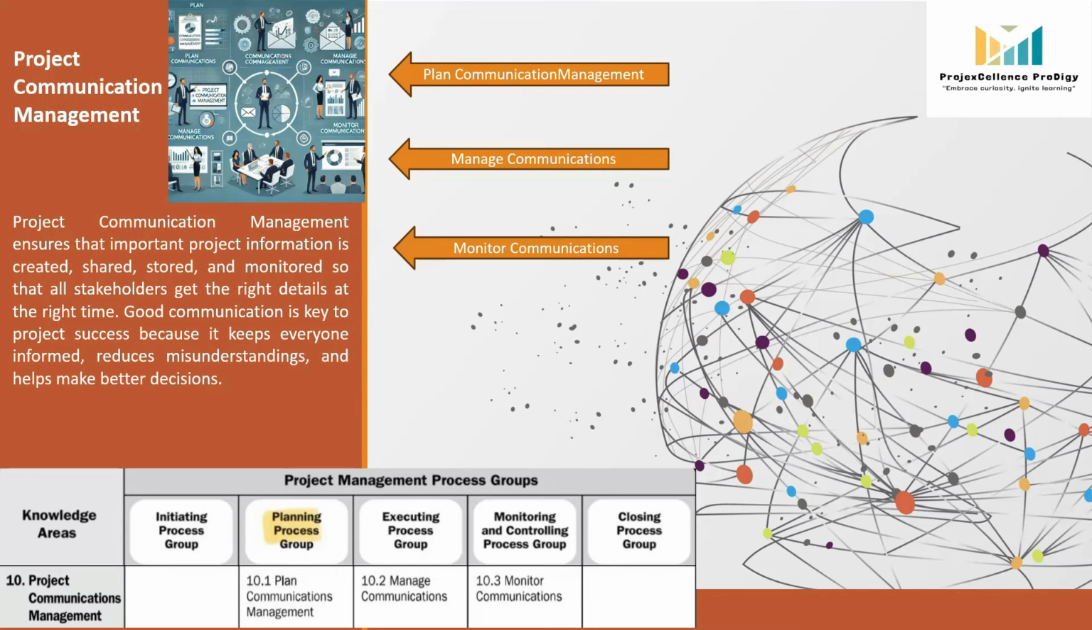The last process is monitor communications. This process ensures that the information needs of the project and its stakeholders are met. This process is carried out throughout the project. Let's discuss each process in detail with inputs, tools and techniques and output. We will take one project for the reference, installation and commissioning of 20 megawatt solar power plant, and will try to relate the processes in its context.